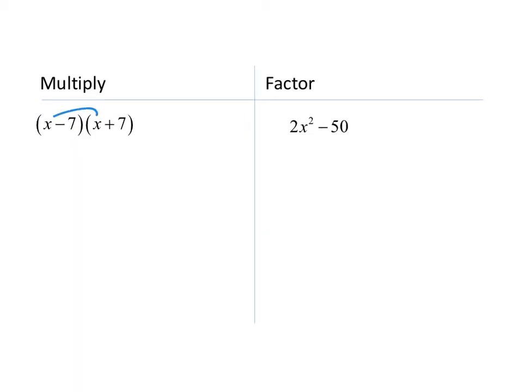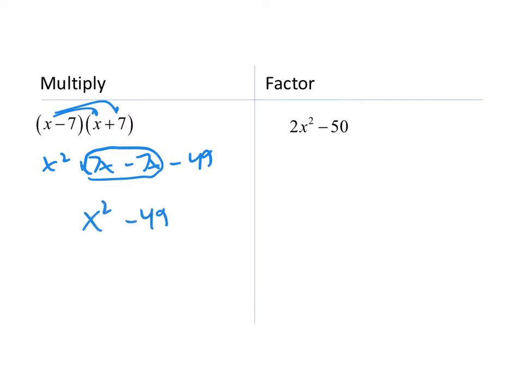There is a special case. If we multiply something that looks like this, these 2 middle terms, one's a positive, one's negative, they all go to 0. So we just have x squared minus 49. This has its own name. This is called the difference of 2 squares, because the first term is a perfect square, x squared is a perfect square, and 49 is a perfect square, and the difference is the subtraction.